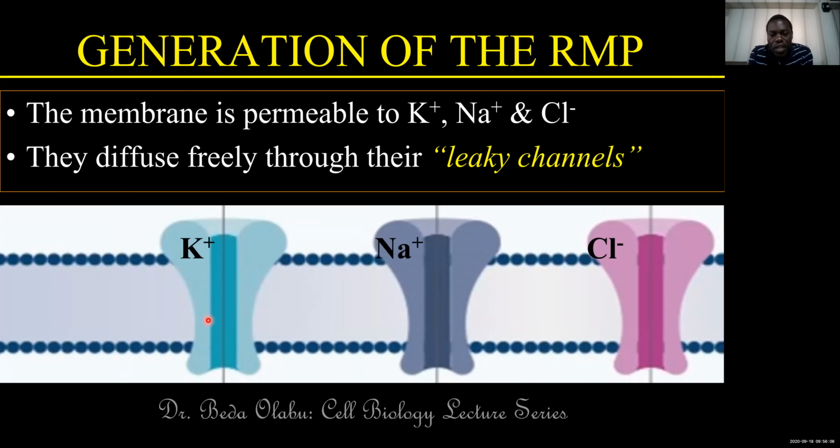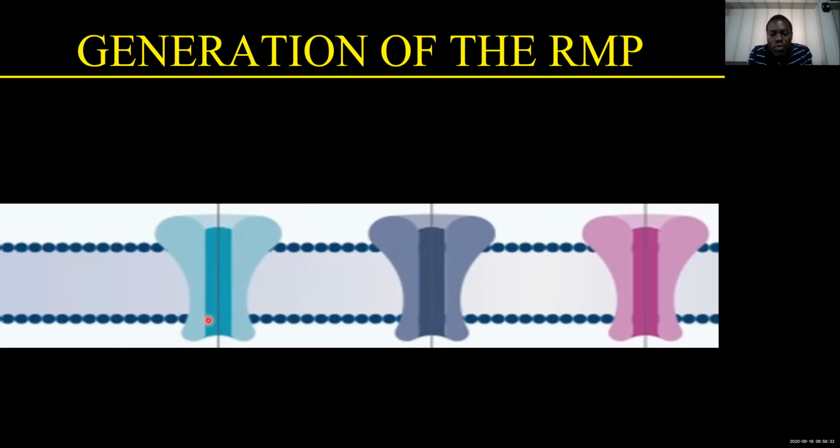The images here show you those leaky channels. The leaky channels are usually specific, as we agreed last time. So you'll have potassium leaky channels, sodium leaky channels, and chloride leaky channels. Now let's see how these molecules then will be leaking.